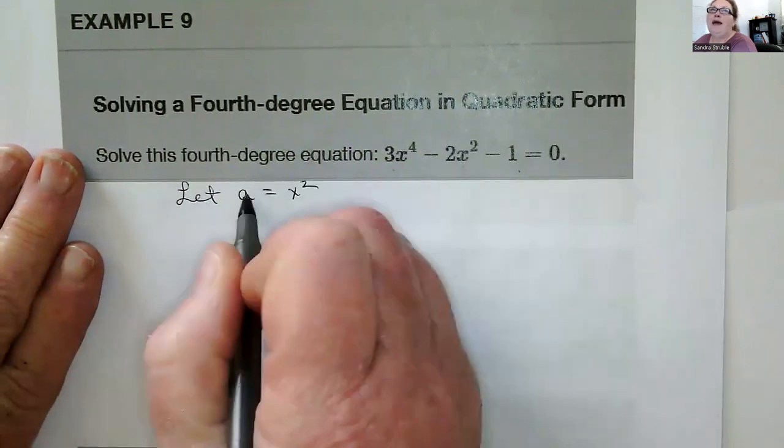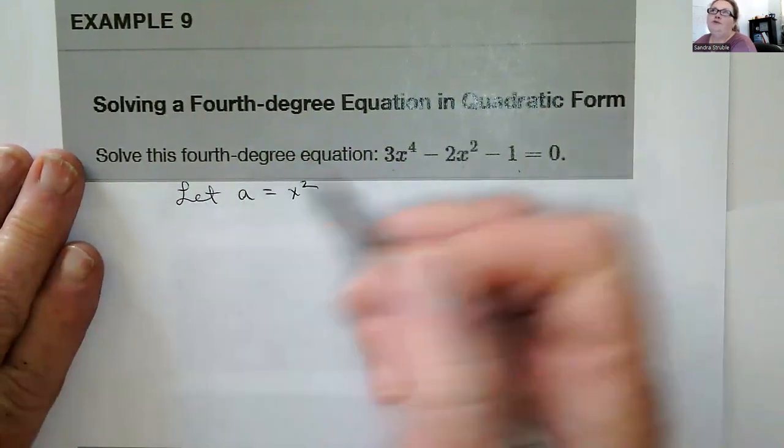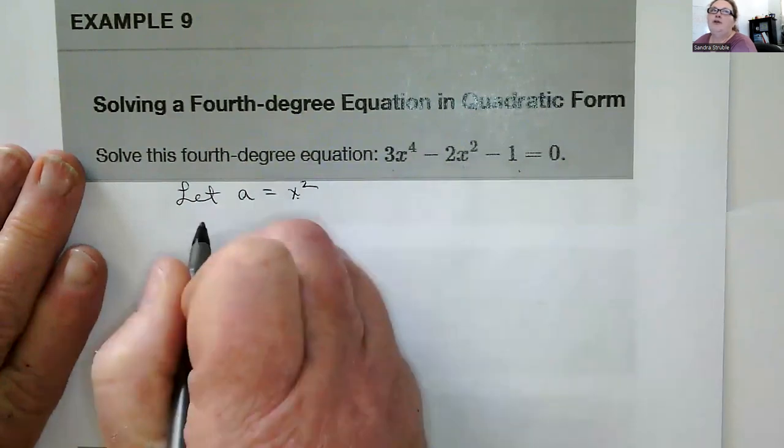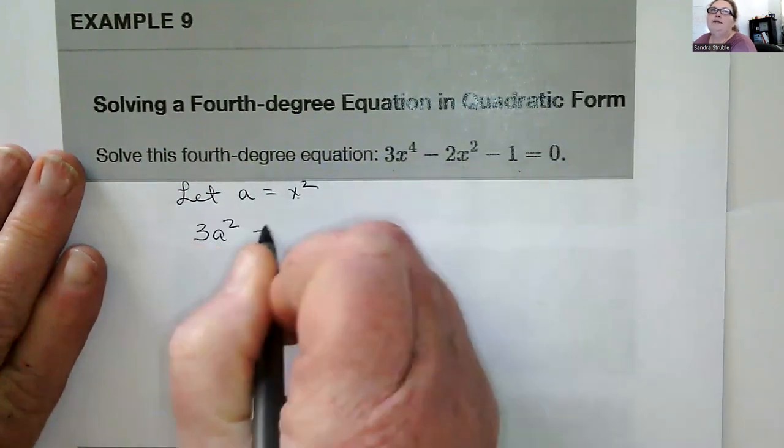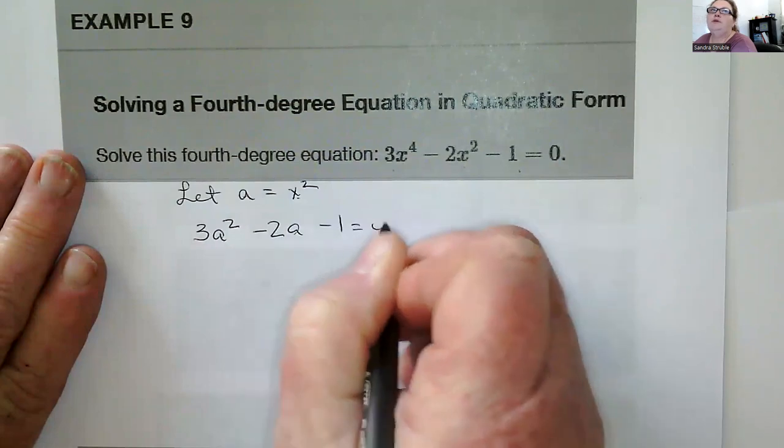So when we substitute the letter a for x squared, we're going to get 3a squared minus 2a minus 1 is equal to 0.